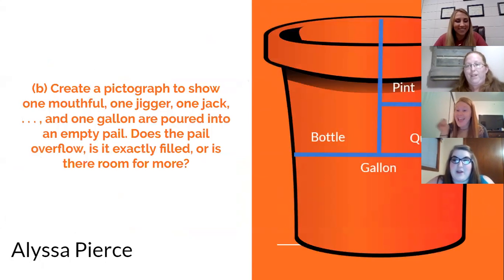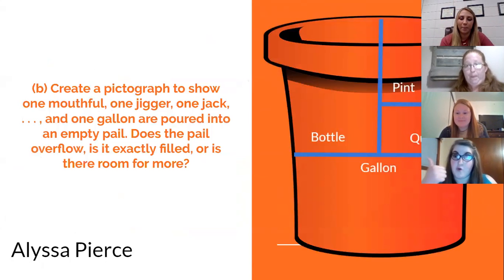Because if you look in my upper right-hand corner, we have that happy face guy giving us a thumbs up saying it is okay for one more mouthful to get shoved in that giant pail. I know it's unbelievable, but that is true. There is room for one more mouthful in that giant bucket.